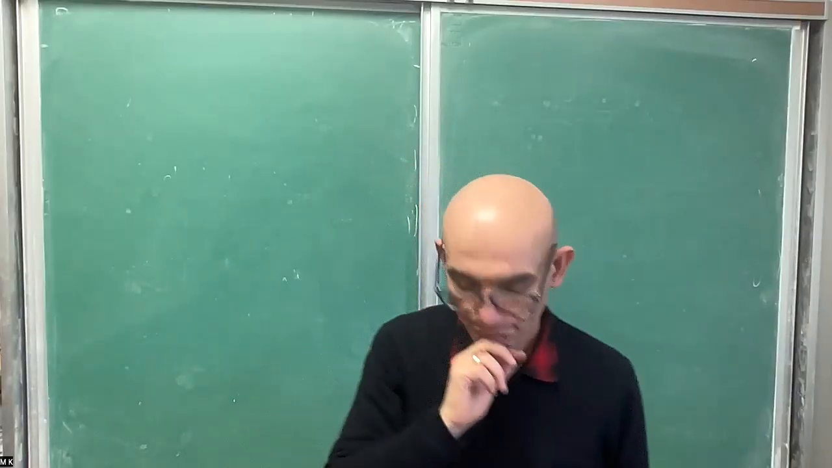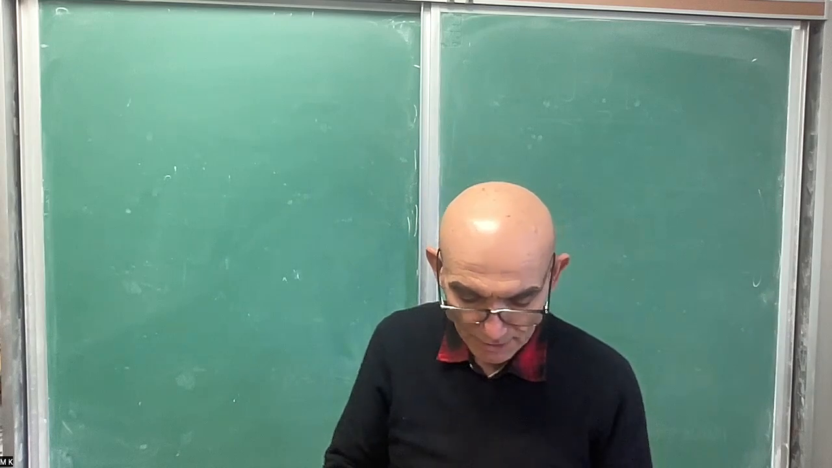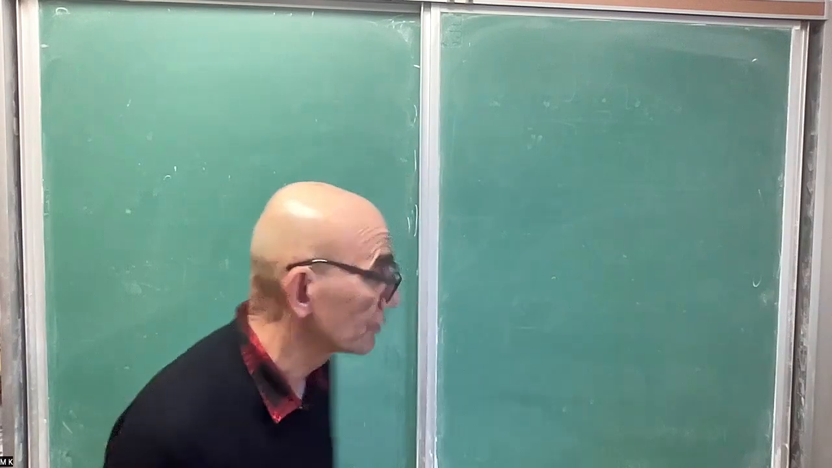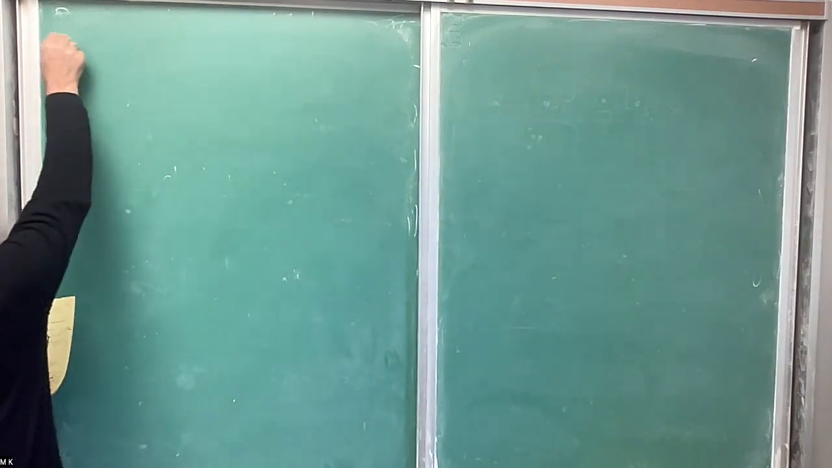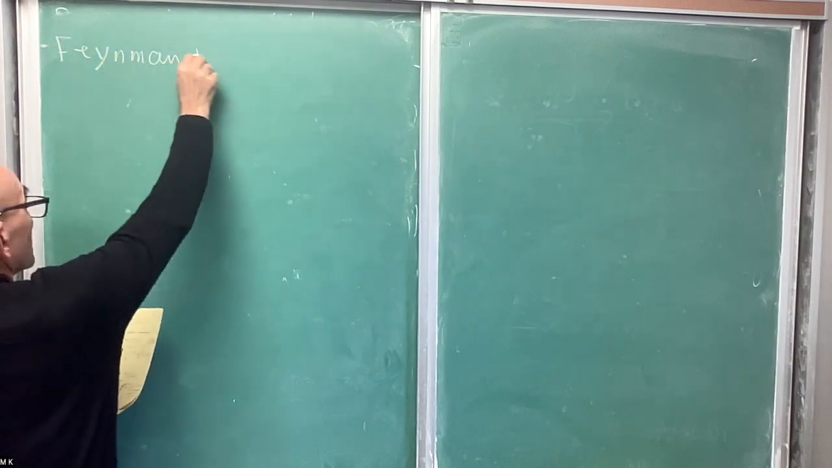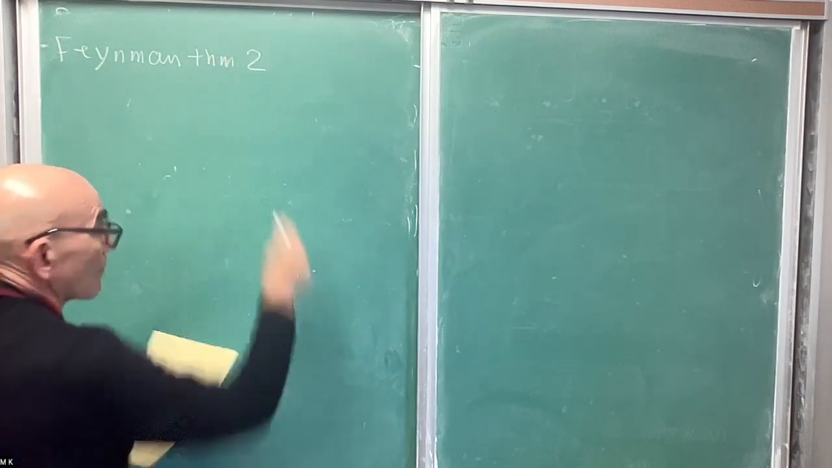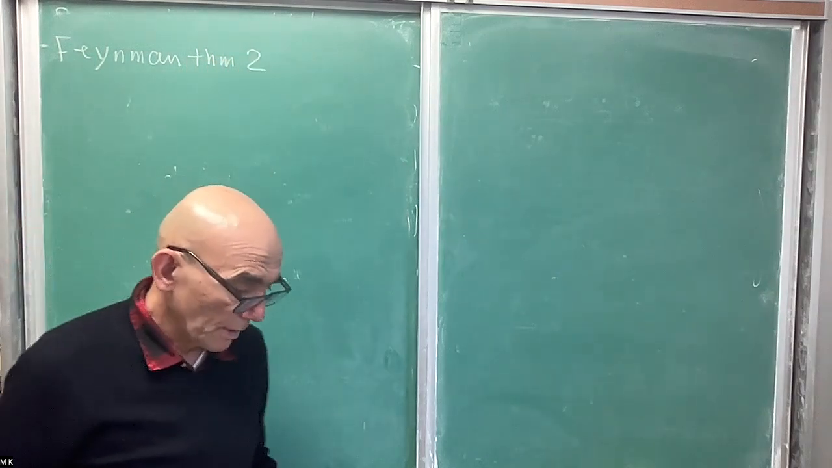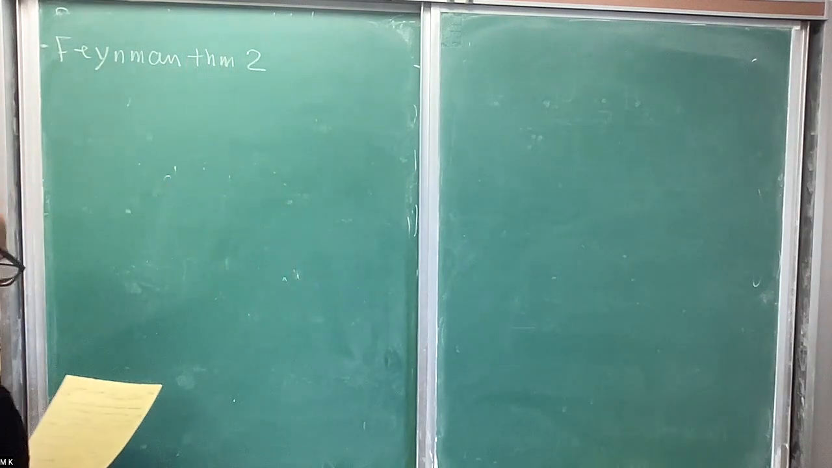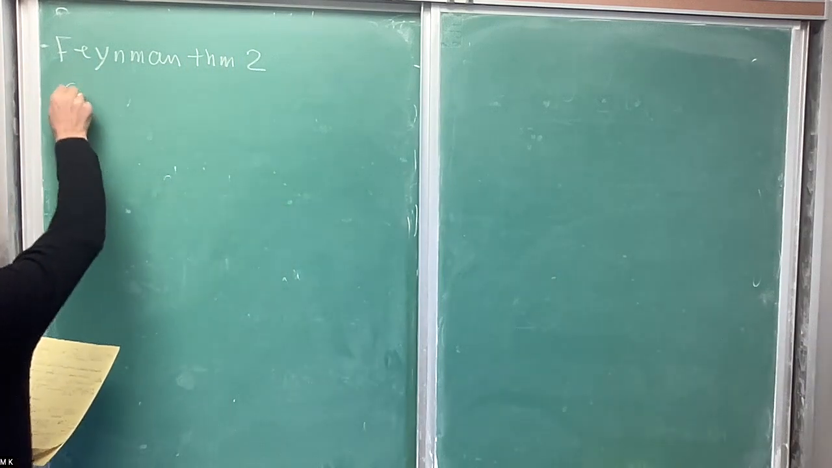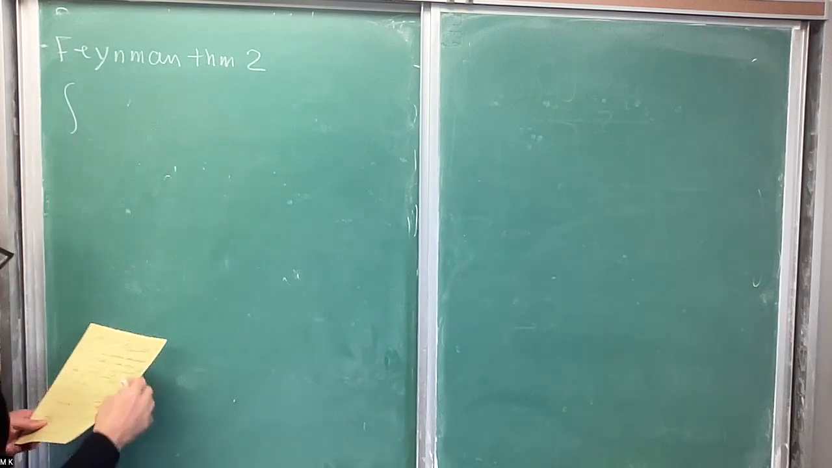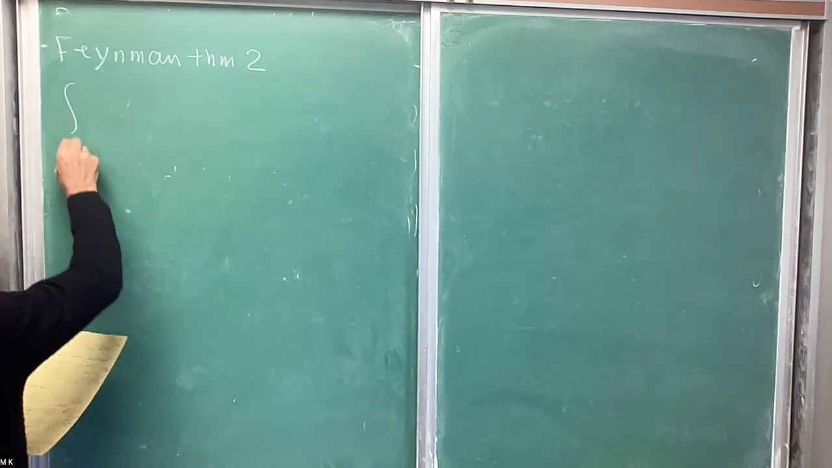Okay, so let's recall what we did in the last lecture. So this is Feynman Theorem 2. So basically, in the last lecture, I stated the result like this. I mean, the simplest version of this theorem, simplest non-trivial version, is a statement like this.